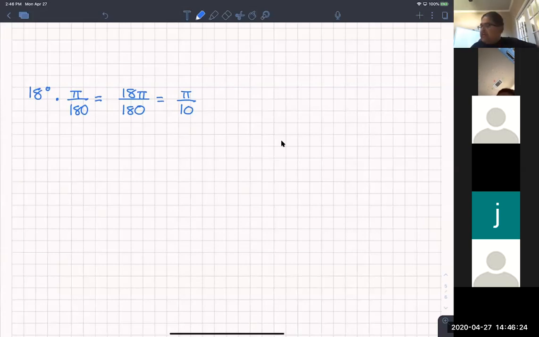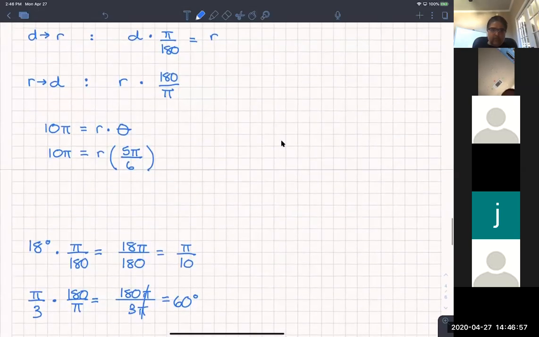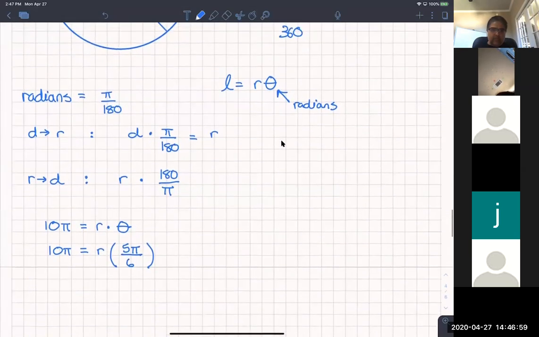Now, let's say I have something in radian measure. So I have pi over 3 radians, and I want to know how many degrees it is. Well, you do the opposite, which is 180 over pi. So that's 180 pi over 3 pi. The pi's cancel out. Right. So 180 over 3 becomes 60. So that's 60 degrees. Okay, I get it when you go from radians to degrees. That makes sense.